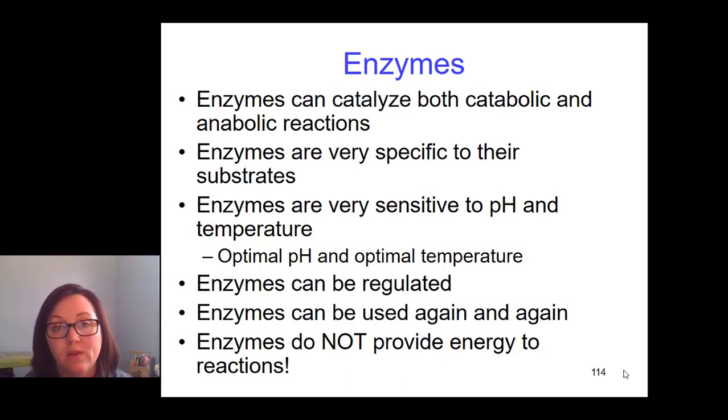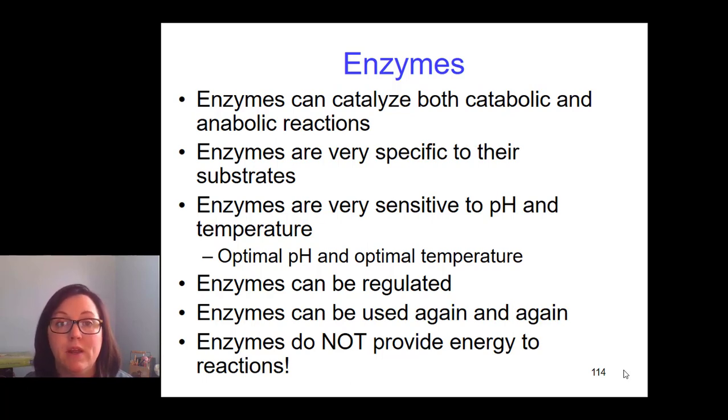Enzymes can also be regulated. So for example, there are substances called inhibitors, which when they bind to the enzyme, they prevent the enzyme from working. So we have a lot of different ways that we can regulate enzyme activity. We can turn enzymes on, we can turn them off, do a lot of different things with them. It's a good way to regulate metabolism by regulating enzymes.